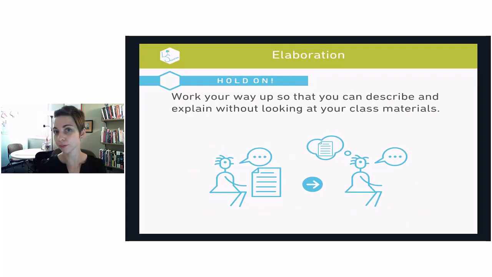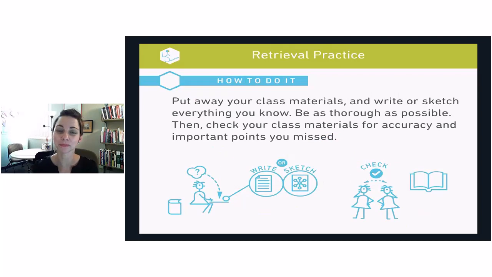If you've ever been in a situation where you thought you knew something really well, and then you go to explain it to somebody else and realize that, hey, I don't really know this as well as I thought I did, that's a good cue that you need to spend some more time with the information. And elaboration is a great way to check how well you know what you think you know.